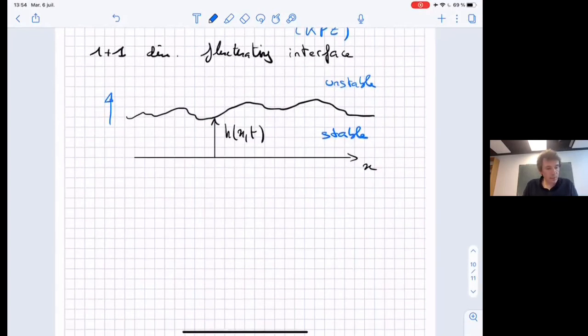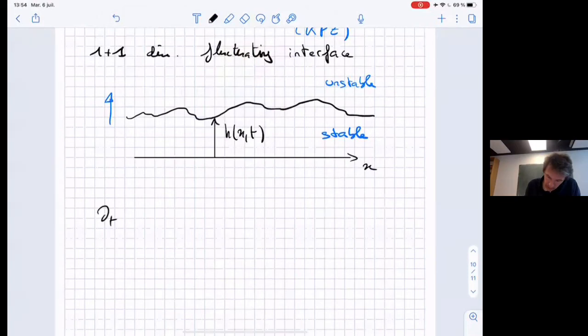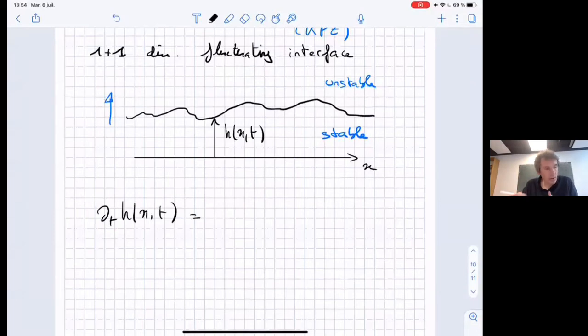They proposed an equation of motion for this time derivative of h. The KPZ equation is the most natural kind of equation, a stochastic equation, by the way. It has a surface tension term, the Laplacian. If I didn't have this asymmetry between the stable and the unstable phase, then the most natural equation to look at is the so-called Edwards-Wilkinson equation, where I would simply have a Gaussian white noise here.